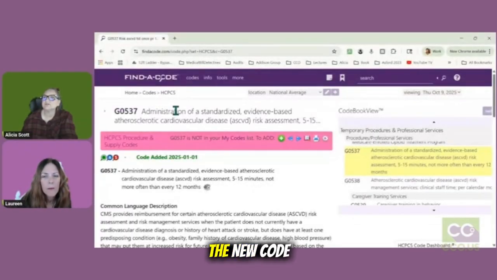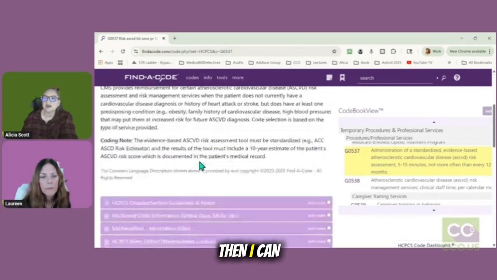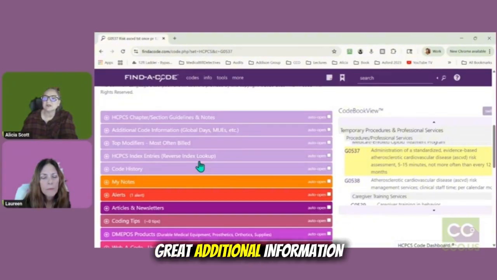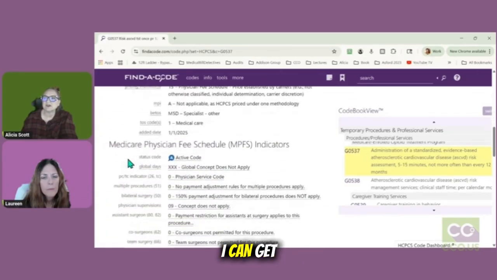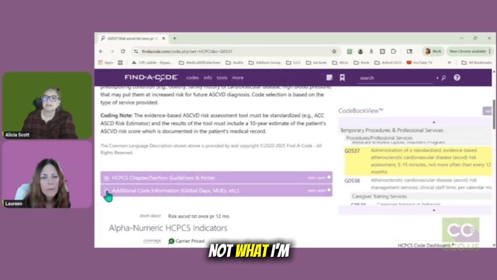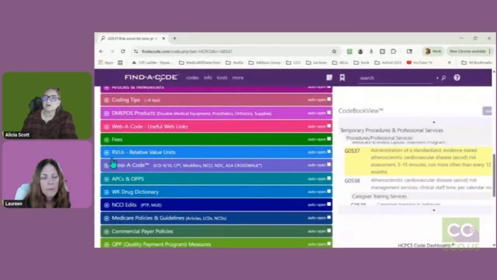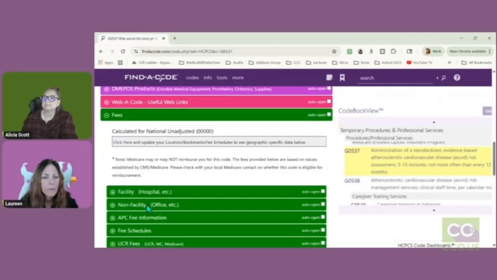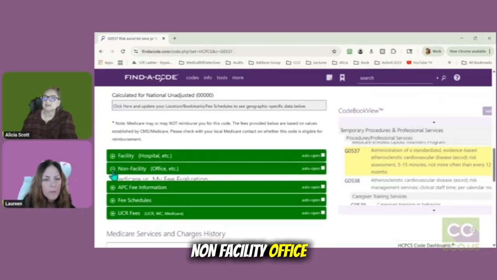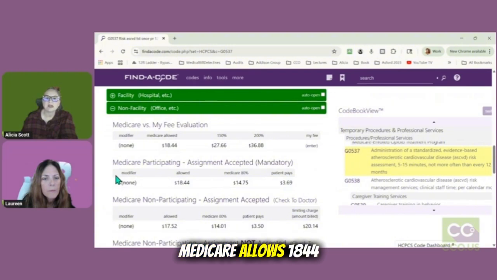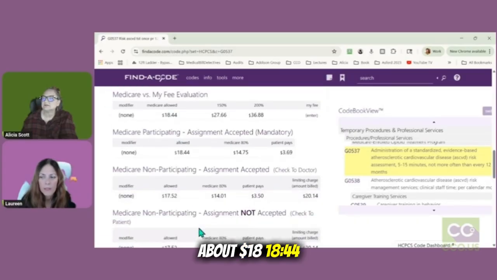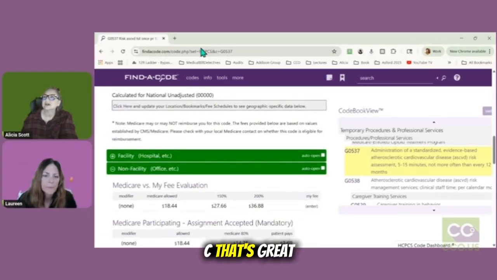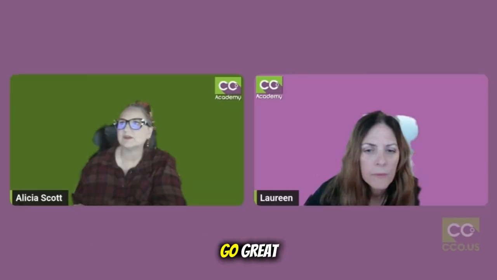All right, so here's the new code. It tells us that it came in January 1st. Then I can come down here to all of these great additional information. So if I want information about the code itself, I can get all of this information, but that's not what I'm looking for. I'm looking for fees. So let's say non-facility office visit. Medicare allows $18.44. Looks like it's about $18. $18.44. That was answer C. That's great. Okay, I'm going to stop sharing. There we go. Great.